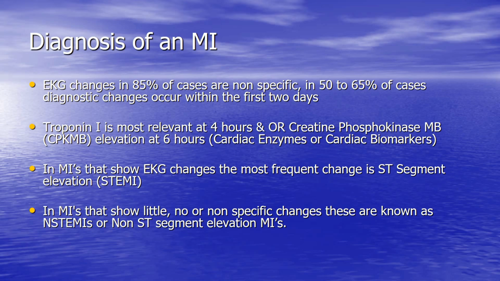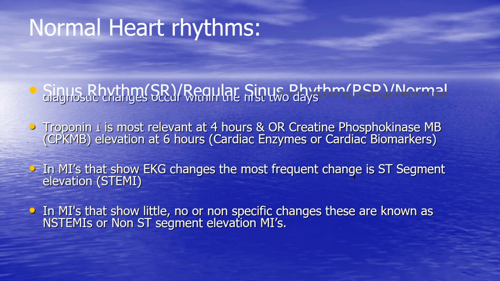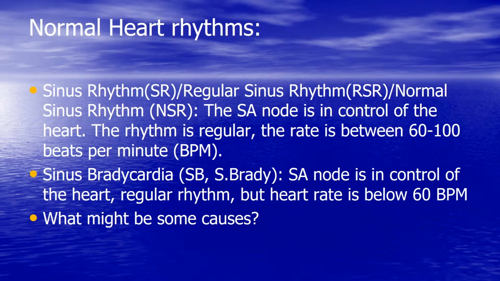So we may have ischemic changes on an EKG that tells us that this patient has some kind of coronary artery disease. Coronary artery disease is blockage of the coronary arteries, the arteries that supply the myocardium itself.